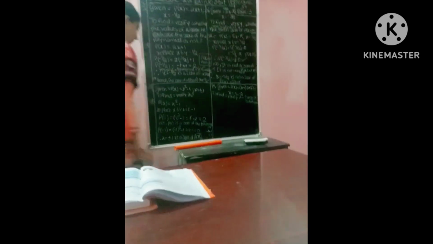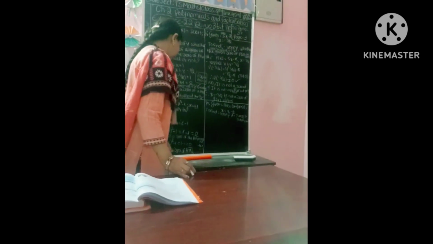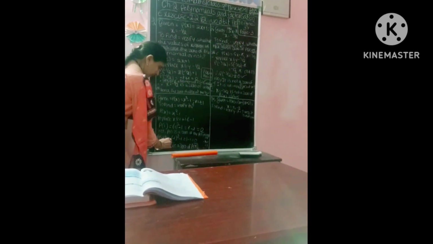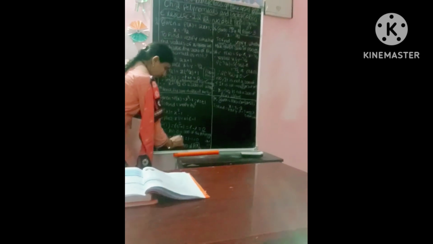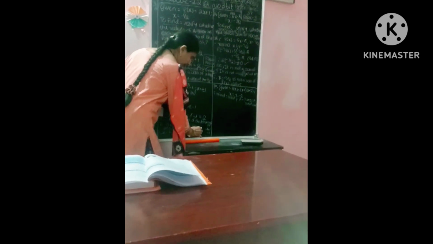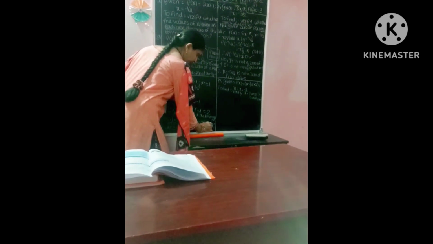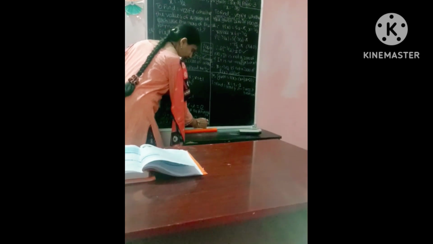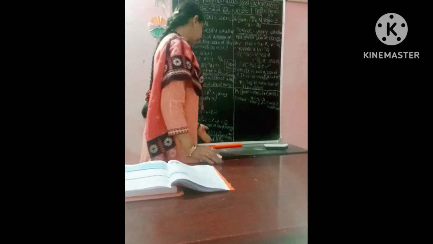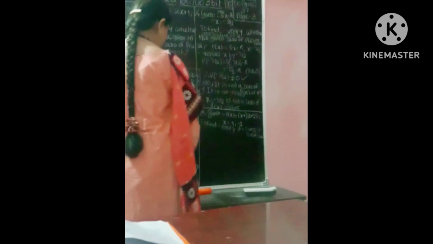In both cases, what's the value? Yes, verified this one. Next, the polynomial P of x at x equals plus or minus 1. This solution is over, and next we will go to the fourth problem.